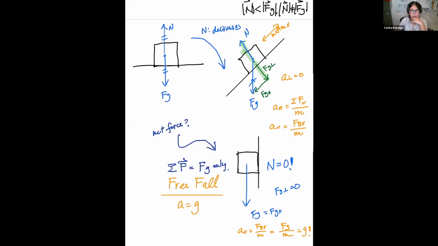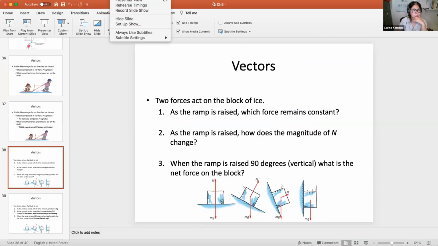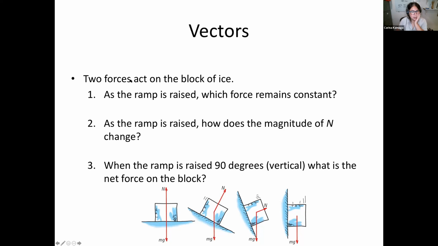Hope you can answer this question. Two forces act on a block of ice. As the ramp is raised, which force remains constant? As the ramp is raised, how does the magnitude of N change? When the ramp is raised 90 degrees, completely vertical, what is the net force on the block? The motion is called. Therefore, the acceleration of such an object is.